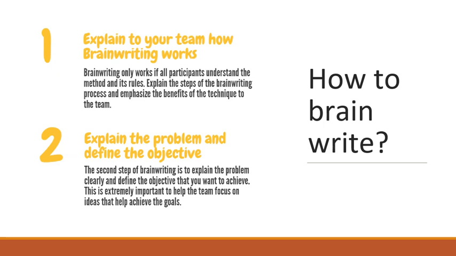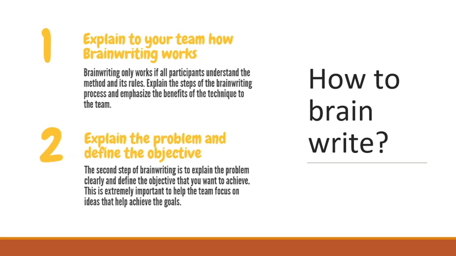And then explain the problem and define the objective. Okay. So the second step of brainwriting is to explain the problem clearly and define the objective that you want to achieve. Okay, contoh tadi macam saya kata orang buta. You nak solve problem apa? Pilih satu. Katalah you nak bantu orang buta tu untuk melintas jalan. Problemnya dia tidak tahu ada kenderaan ataupun tidak. So macam mana untuk dia pastikan?